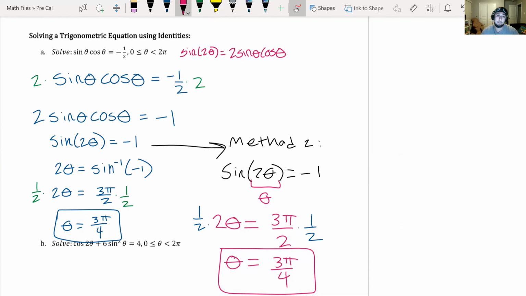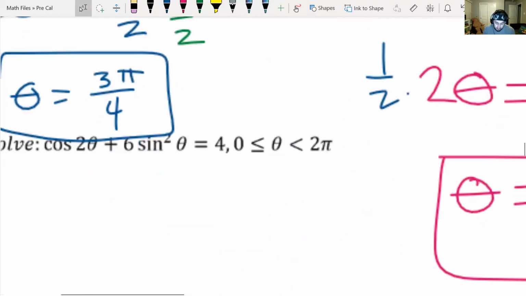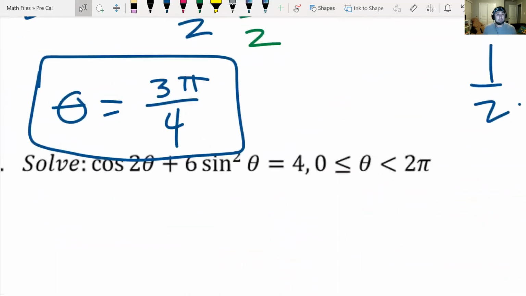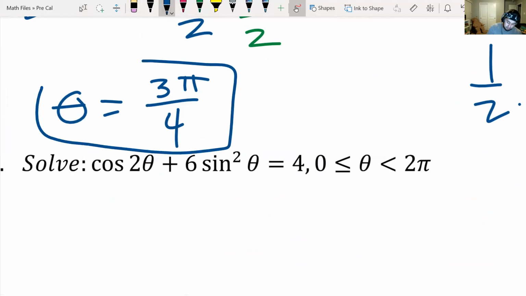Okay, perfect. All right. All right, let's see. 3 pi, yes. Okay, cool. So here we go. Again, solving by identities. Let me clean that up because you can't even see it.